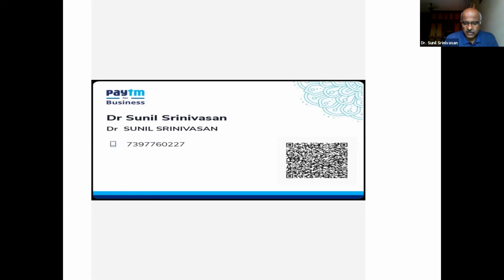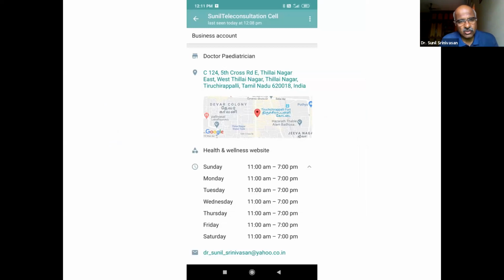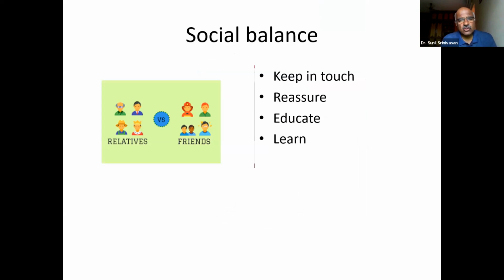And if you open your WhatsApp, this is all the details you get. So you don't need to carry any information. You can see my name, where my clinic is, and all my consulting hours. You can also note I work on Sundays. Now that every day is a holiday for me, I work on Sundays. The patients love it. So next we come to social balance.